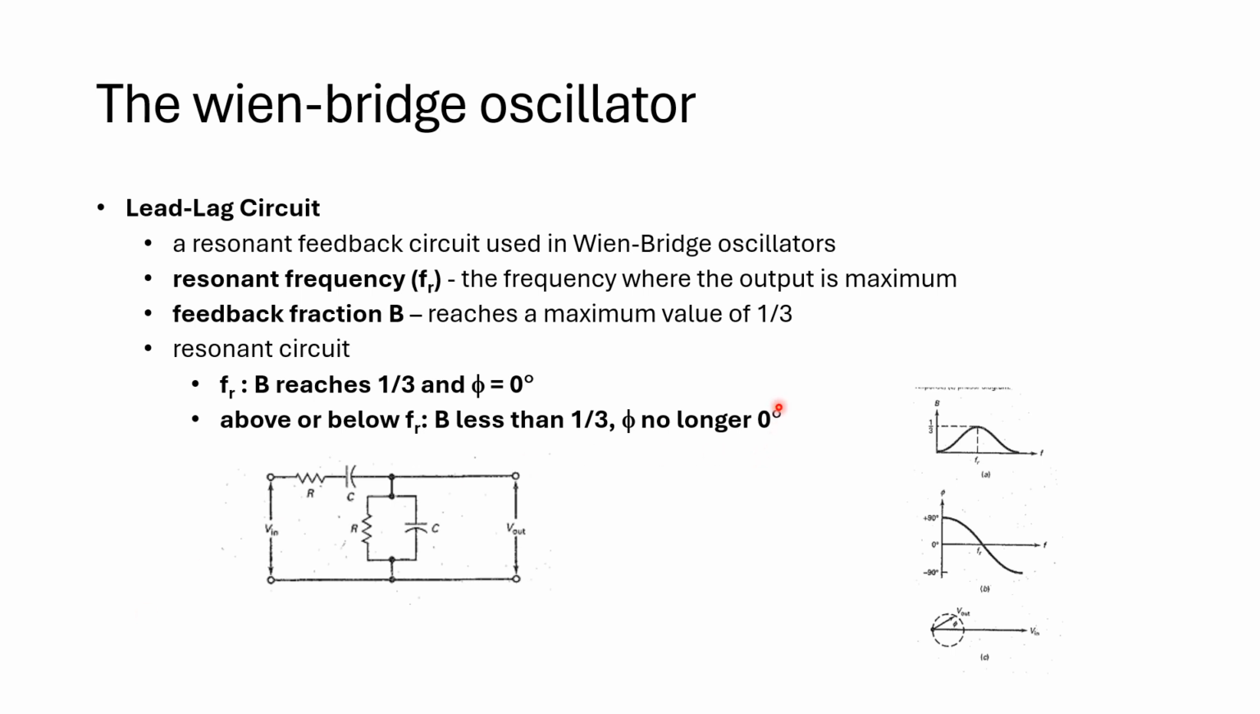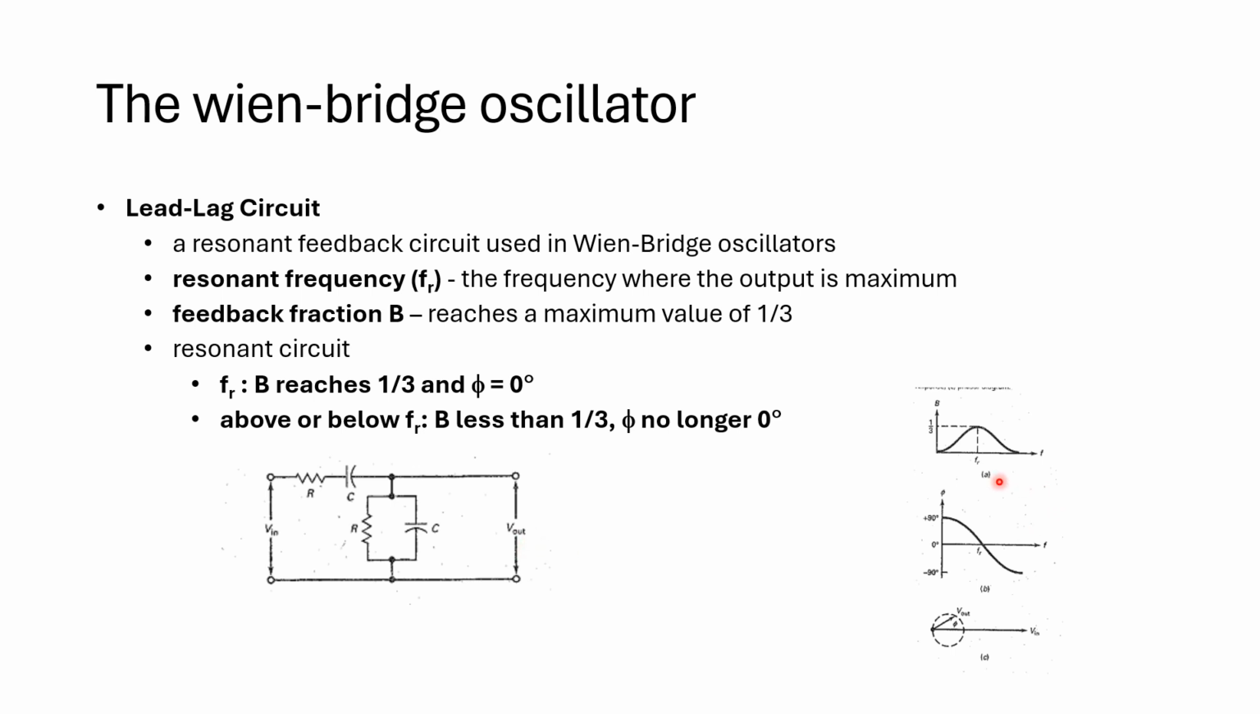For a Wien bridge oscillator, we have what we call a lead-lag circuit. This is a resonant feedback circuit which is being used in Wien bridge oscillators. At very low frequencies, your series capacitor appears to be open. Therefore, if this is open, we don't have any output signal.